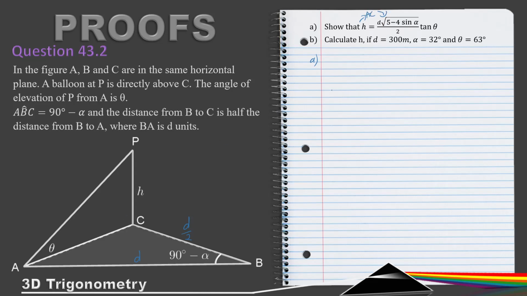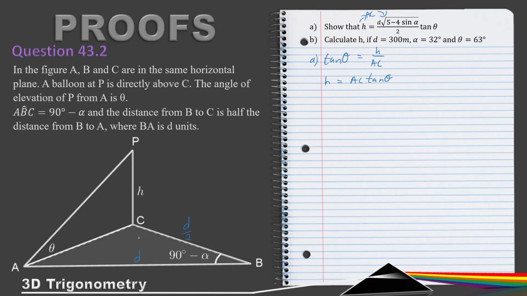So the first one is the easy one. From theta, H is opposite and AC is adjacent. So opposite and adjacent is tan. So tan of theta is equal to H over AC. We want H in terms of AC, so solving for H, we have AC tan theta. Now moving on, we want AC in terms of D.